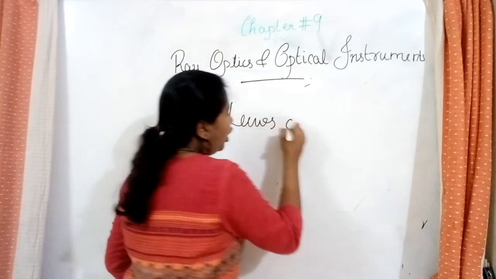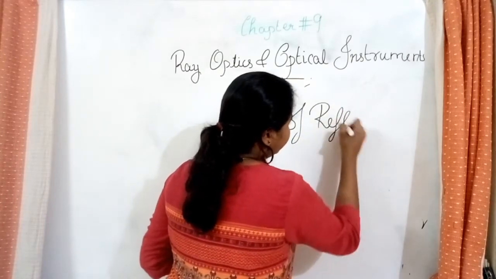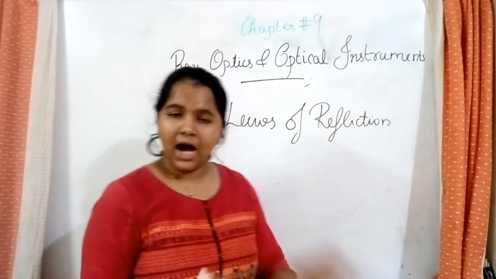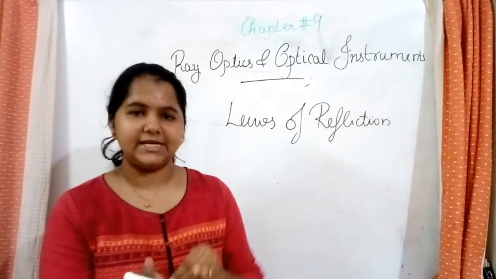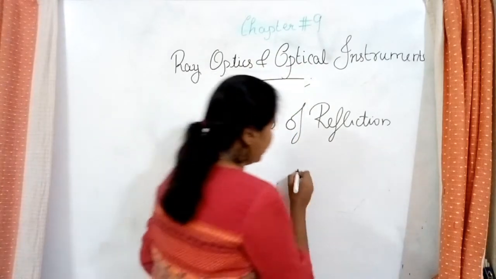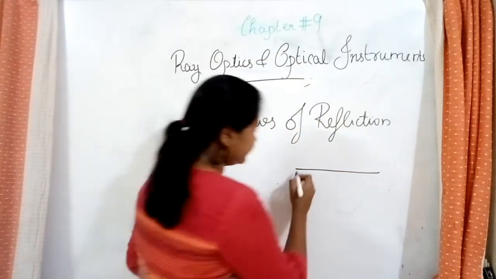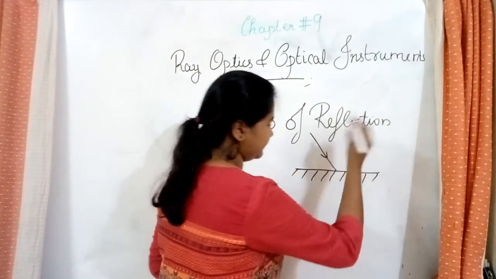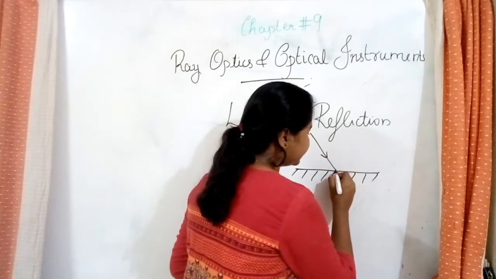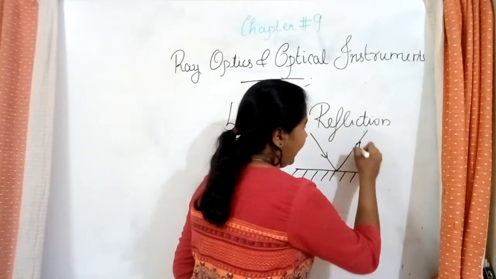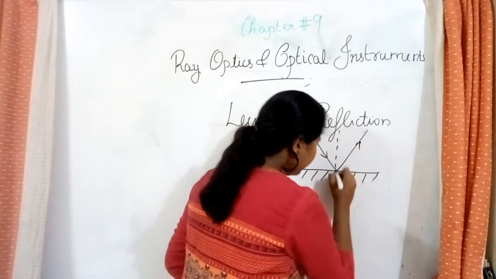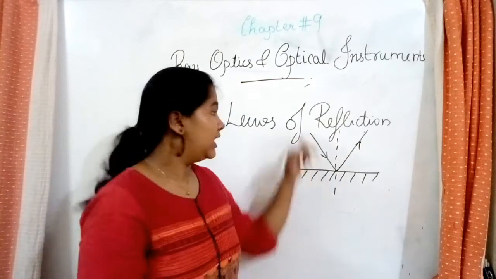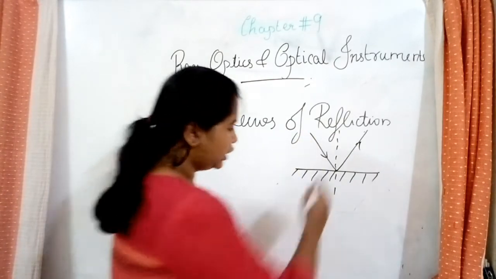Laws of reflection. So let's first draw how a ray would come and hit a surface and get reflected back. Let's draw this as a surface. A ray comes and falls, and then this ray is reflected. The perpendicular drawn from the point at which the light hits is known as the normal. So this is the normal.